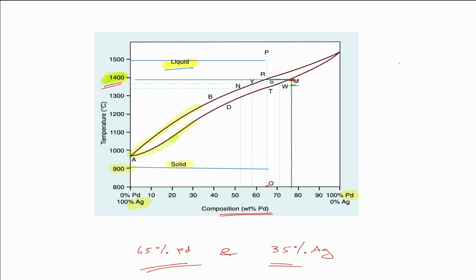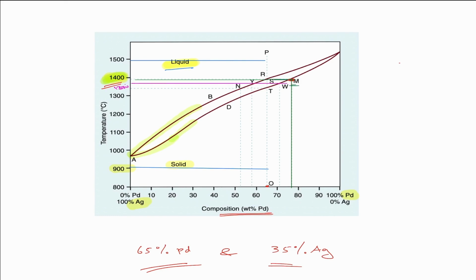Now let us consider another temperature, which is 1370, between the two ranges, the midway of melting of this particular alloy. So let it be here, 1370 degrees Celsius. So this is the line.